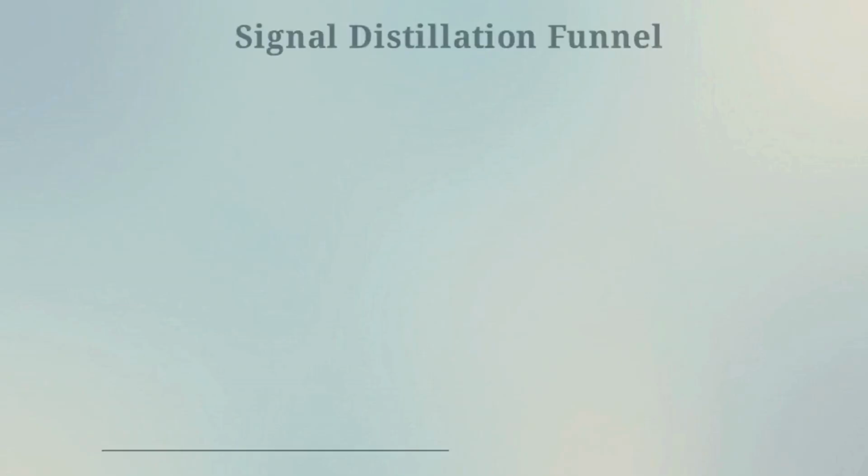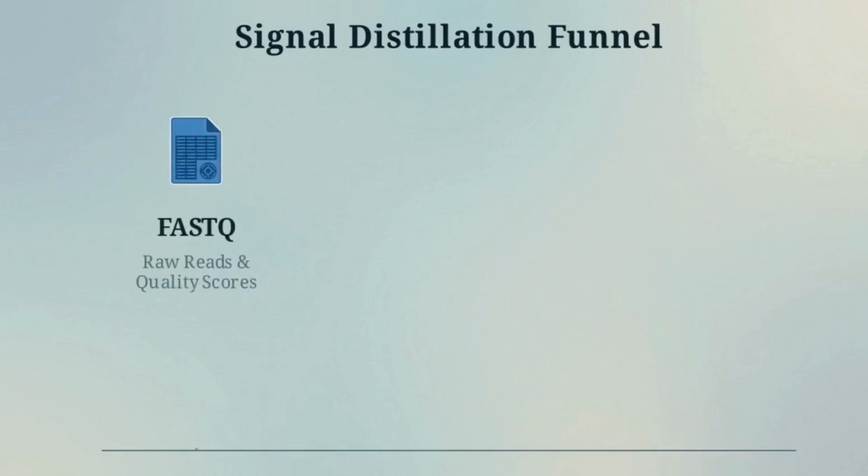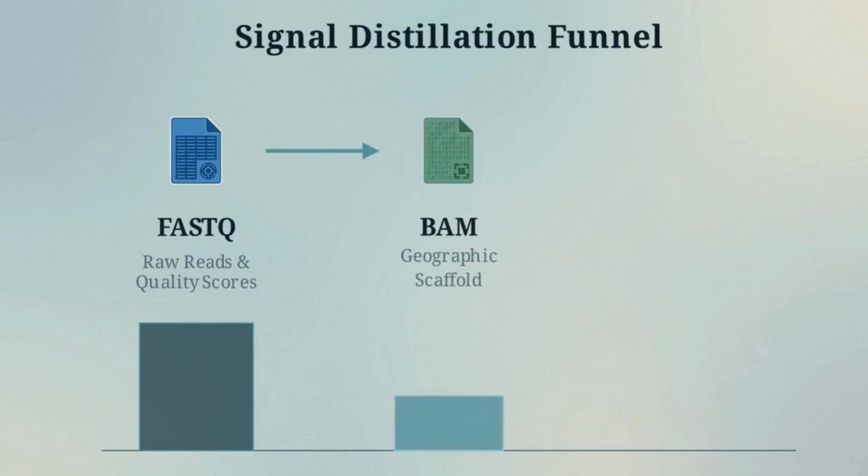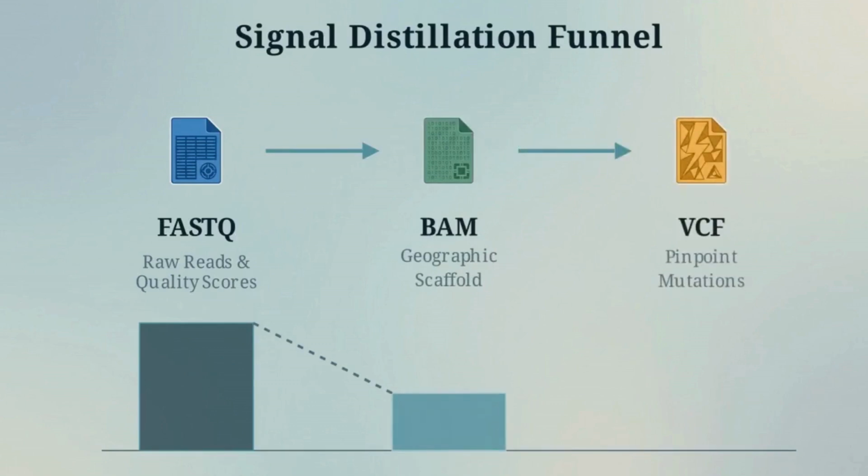This workflow visualizes the entire data lifecycle. We capture the raw reads and their quality scores in FASTQ. We map them to a geographic scaffold using BAM. Finally, we distill the chaos down to pinpoint mutations in VCF.